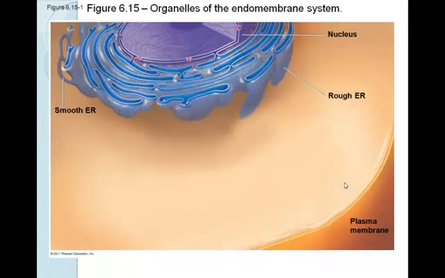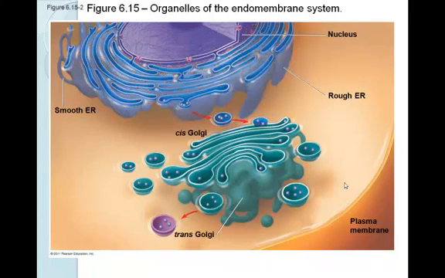The next few slides show the relationship of the different organelles of the endomembrane system. First, we see the nucleus and the nuclear membrane with its connection to the rough ER. Also, we can see the smooth ER. Next, we see the Golgi apparatus with its cis receiving face and trans shipping face. Finally, we can see a transport vesicle from the Golgi merging with the plasma membrane to release its package of proteins.